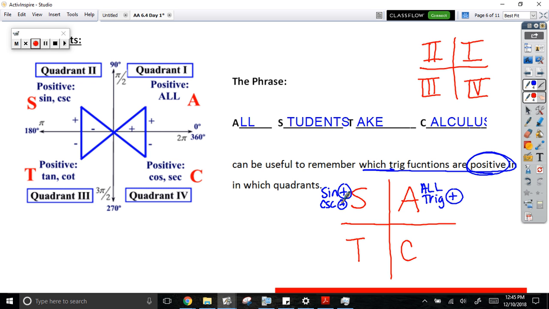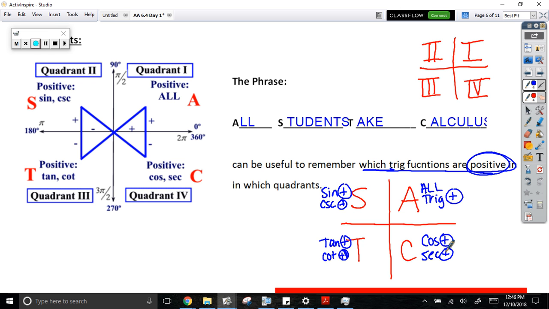What do you think the T stands for? Tangent. So in this quadrant, the tangent is positive, but the sine will be negative and the cosine will be negative. Now the reciprocal of tangent is cotangent. That will also remain positive. And the C tells us that the cosine is positive, but everything else is negative in quadrant 4. What's the reciprocal of cosine? Secant. The secant will also be positive.